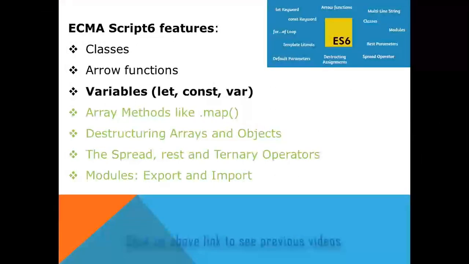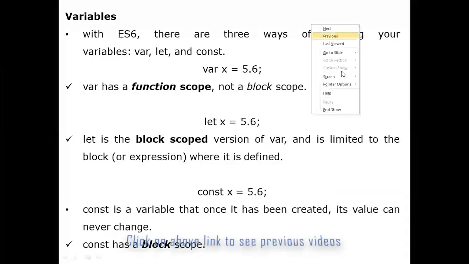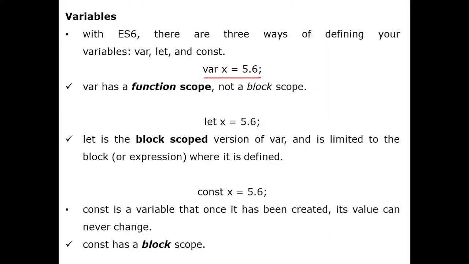Next, coming to the next topic, variables. A variable can be declared in three ways: let, const, and var. How we can assign the variables is normal. In JavaScript, we assign it like var x = 5.